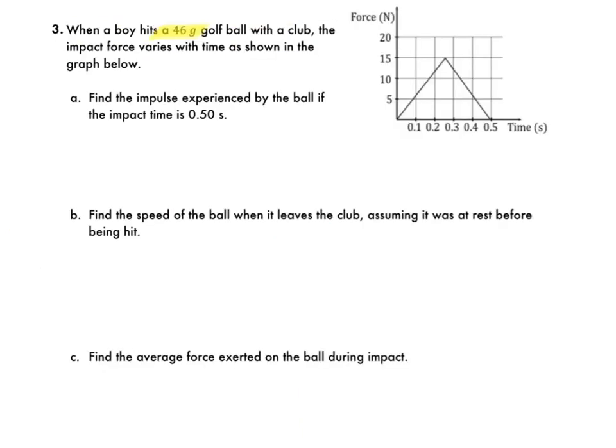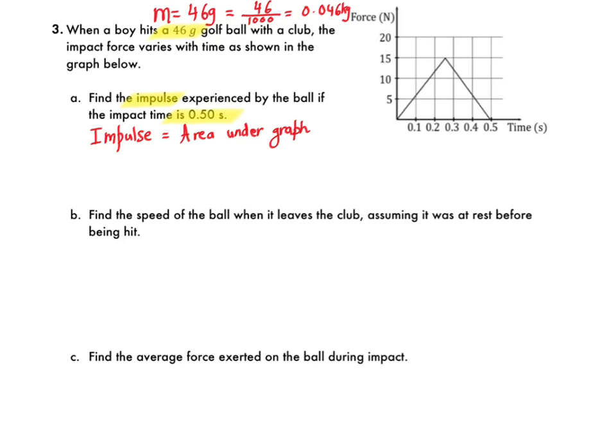Next question, impulse from the graph. So here it says when a boy hits a 46 gram golf ball, mass is given as 46 gram, we convert that into kgs. The impact force varies with time as shown in the graph below. So there's a graph given to us. Find the impulse experienced if the impact time is 0.5 seconds.